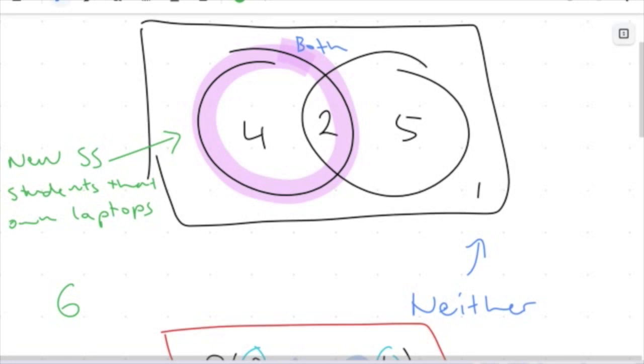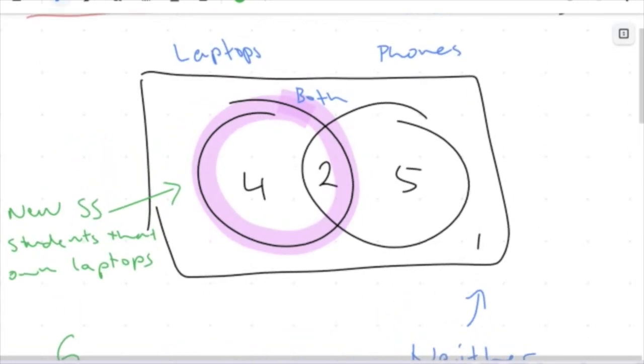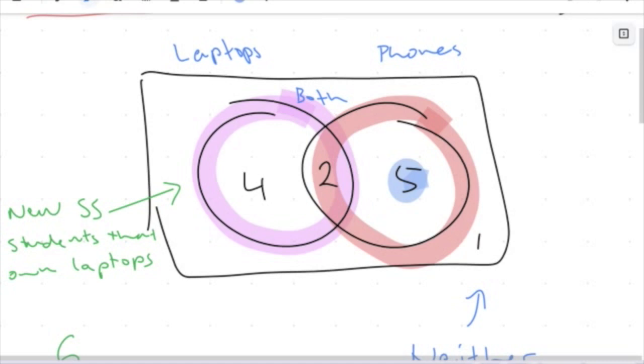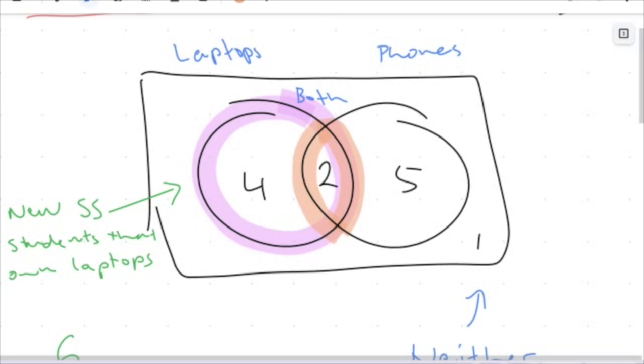And out of these 6, how many own phones? Well, my phones are in this section, but there's an important distinction to make, because I'm not looking at the 5 students that just have phones. I'm looking more specifically at the overlap, because these guys in here are the ones that have phones out of the ones that have laptops as well.